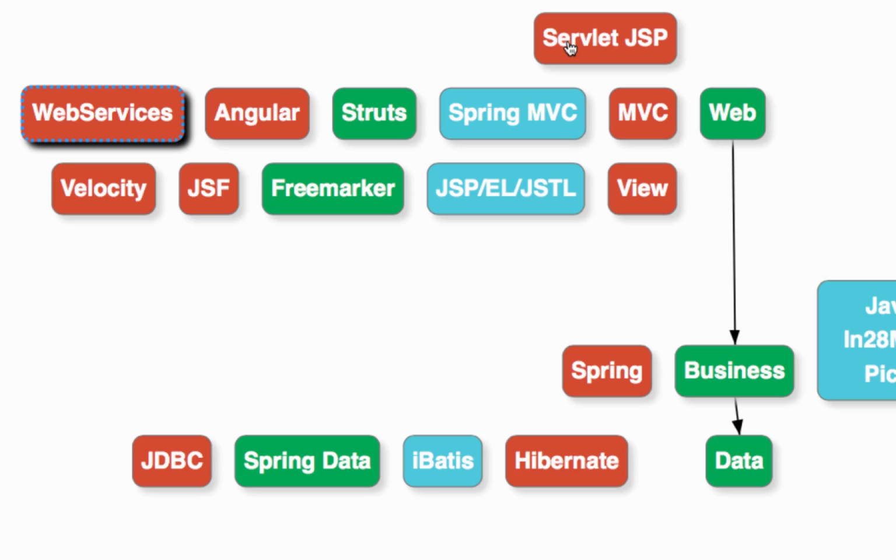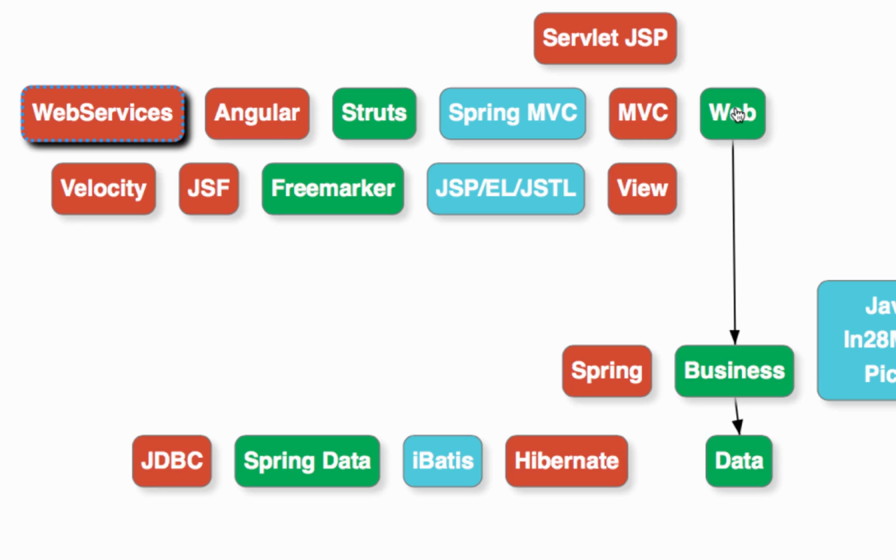In the business layer, we use Spring framework to take care of things like transaction management, logging, and things like that. In the data layer, JDBC is the simplest one. There are things like Spring Data, iBATIS, and JPA. JPA stands for Java Persistence API. Hibernate is an implementation of JPA. Typically in the data layer these days, we use Hibernate. Very few projects use direct JPA.